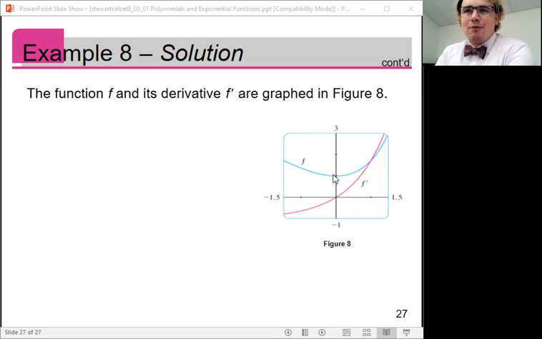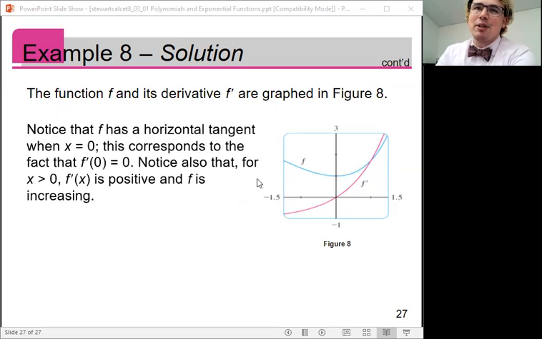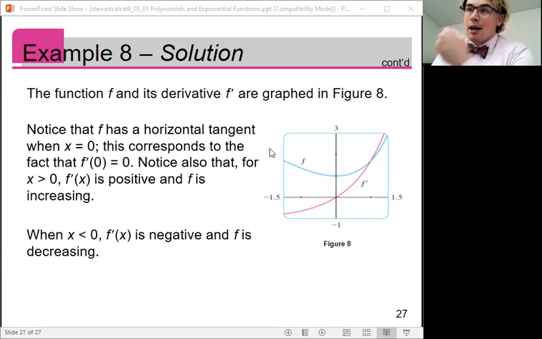Now, for negative values of x, my original function is decreasing, and I see that represented because the derivative is negative in those places. Negative slope indicates a decreasing function. For positive values of x, my original function is increasing. An increasing function must have a positive slope, and I do see that my derivative is positive in those places. So my derivative is telling me all of that geometrical information.